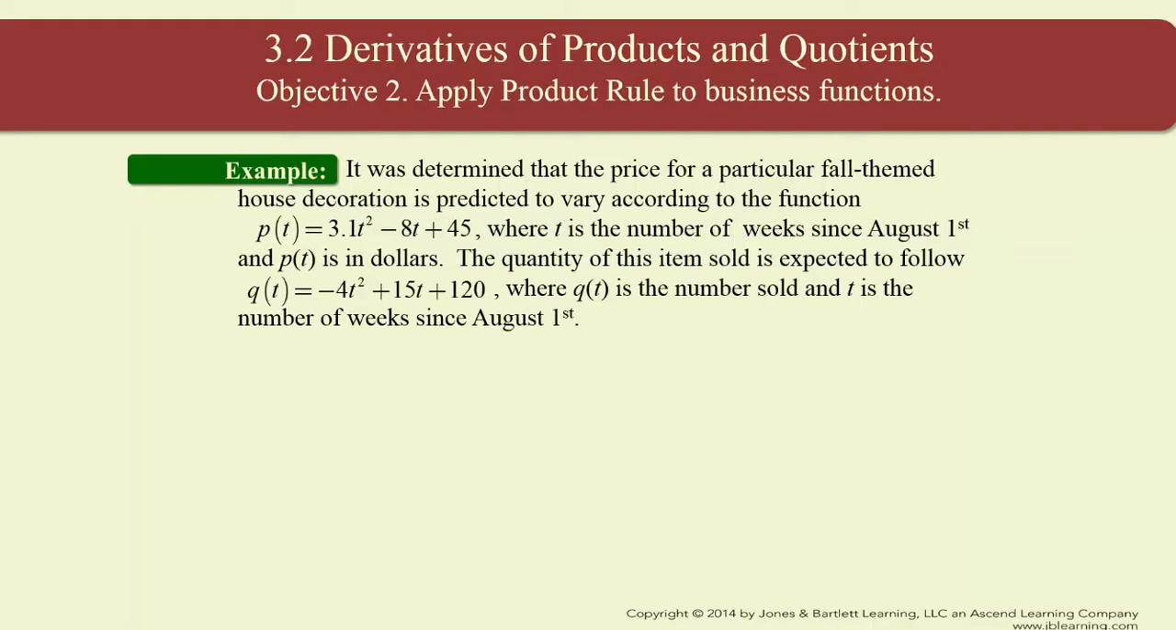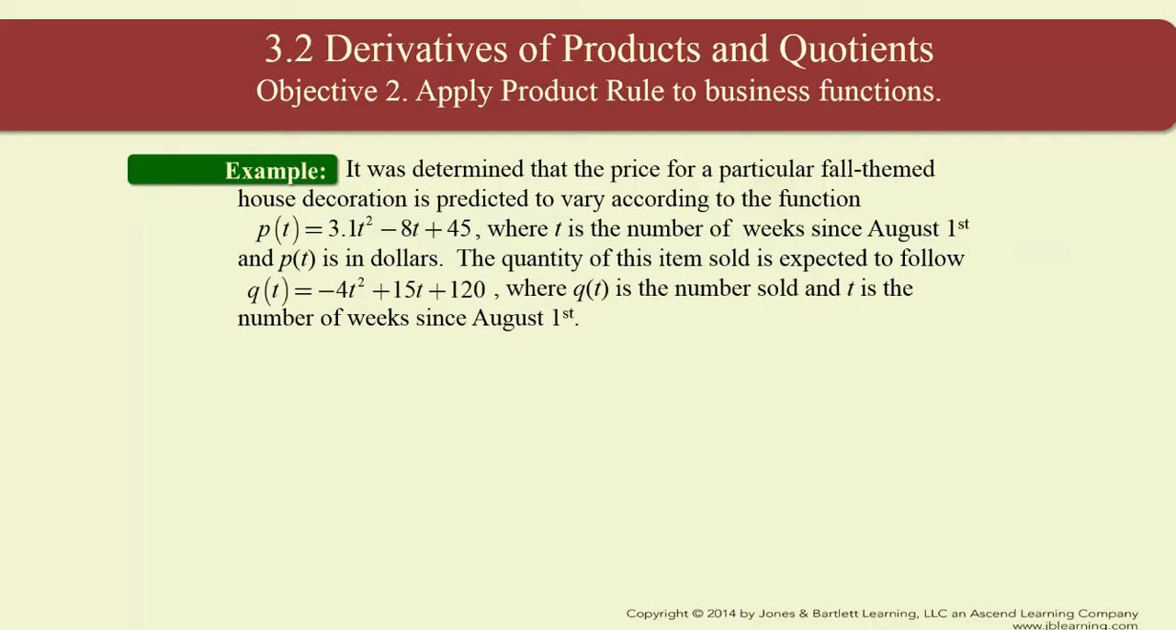Say it was determined that the price for a particular fall-themed house decoration is predicted to vary according to the function P of t equals 3.1 t squared minus 8t plus 45. And in that function, t is the number of weeks since August 1st, and P of t is in dollars. So that's kind of like our price function.